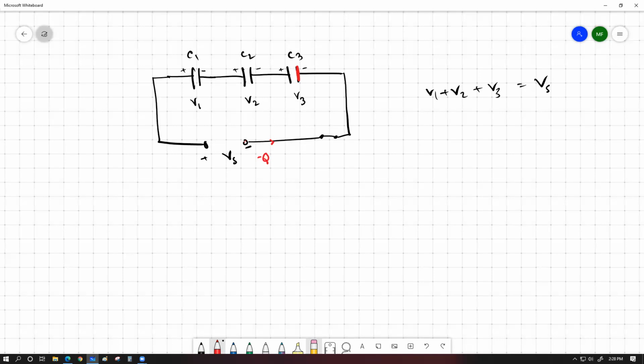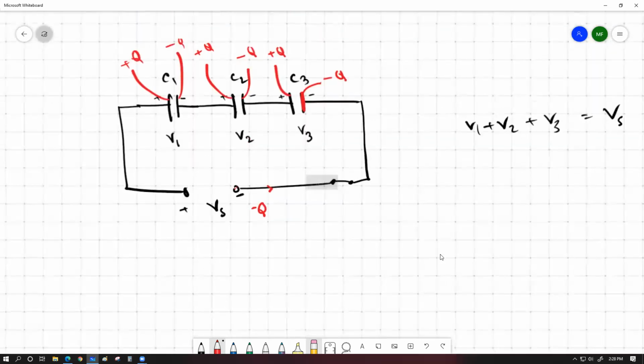So if this plate has a charge of minus Q, obviously this plate should be charged up by plus Q, which means this plate will now be charged at minus Q and this plate will be charged at plus Q. Similarly, this plate will be charged at minus Q, and this plate will be charged at plus Q. What I needed all of you to understand is that through the individually disconnected segments of this circuit, I'm using the term disconnected just to make sense with you. These are not actually disconnected, they're electrostatically connected.